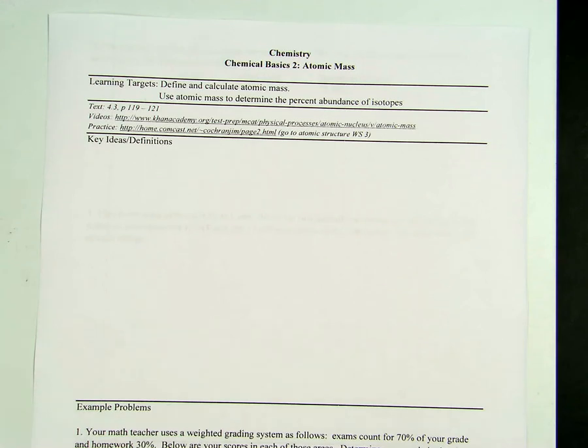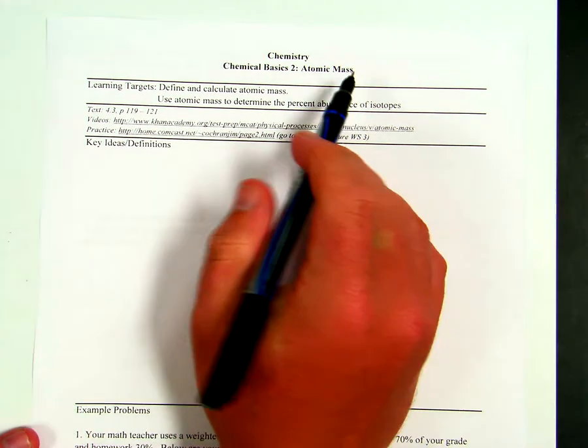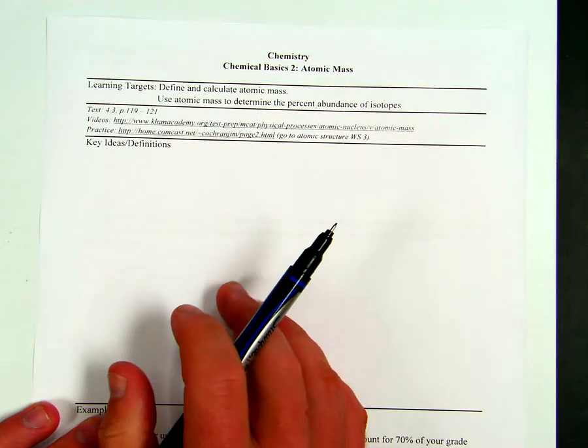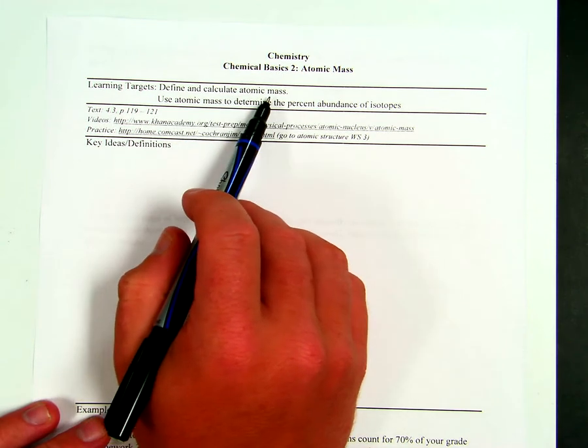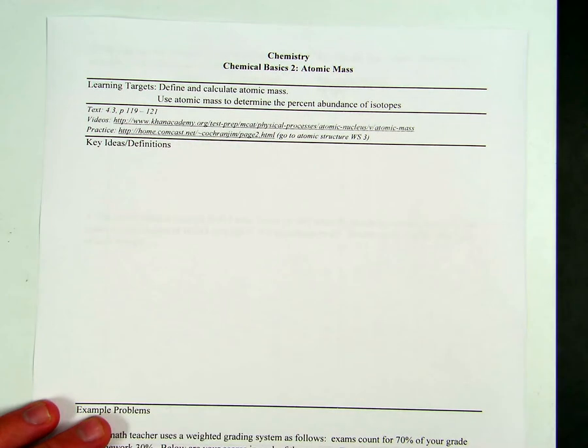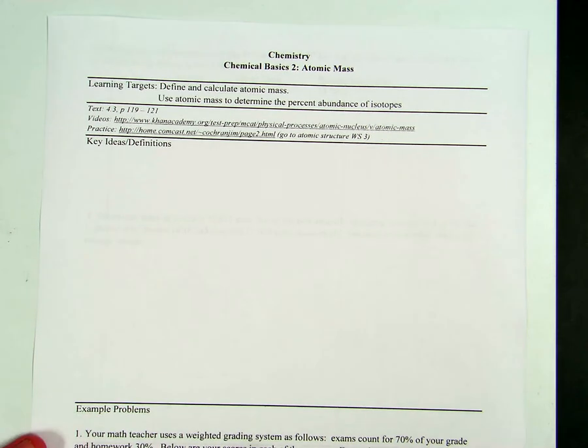Welcome back for our next lesson in the Chemical Basics unit. The second video here is on atomic mass. We have two learning targets in this video. We want to be able to define and calculate atomic mass and use atomic mass to determine the percent abundance of isotopes. So first of all, a little background on mass and atoms.